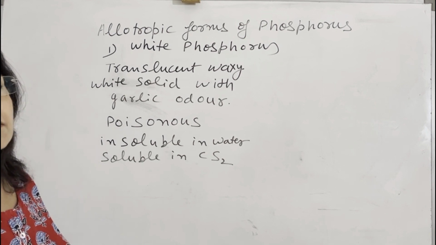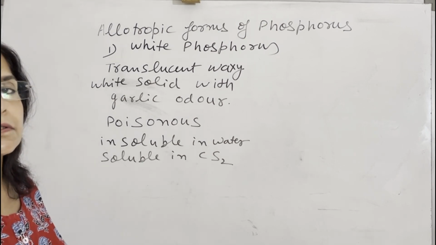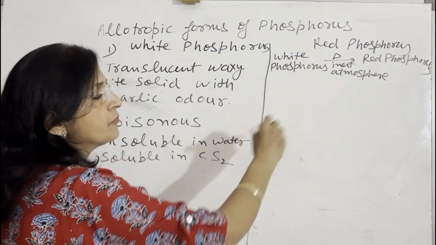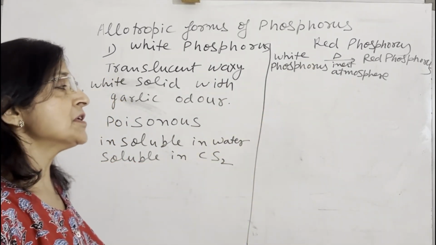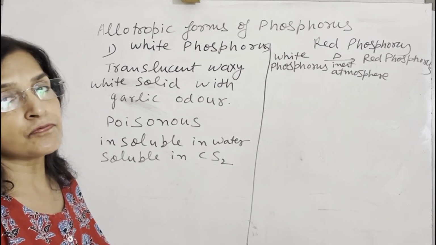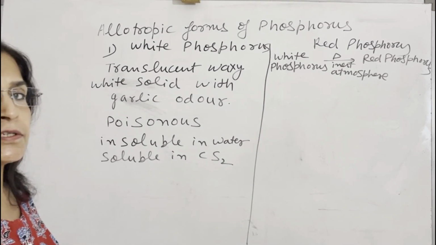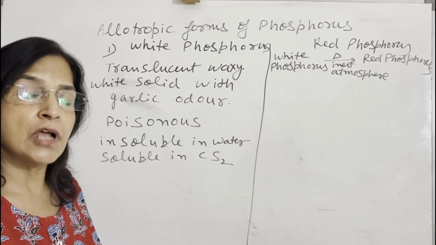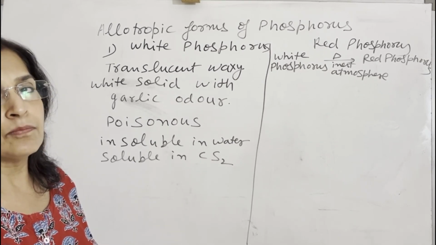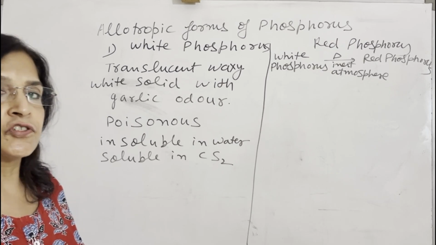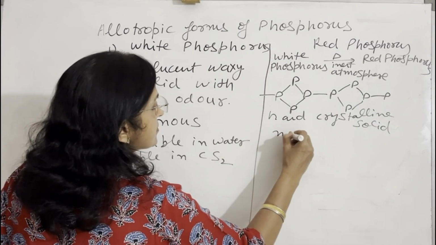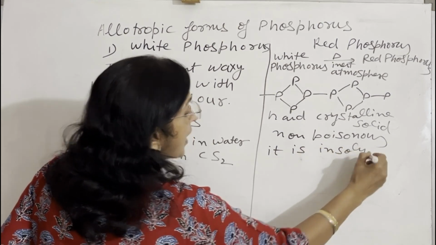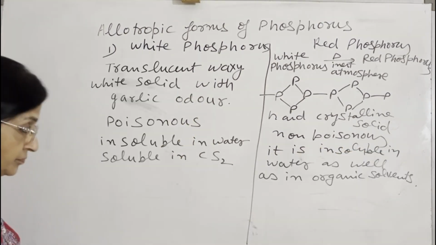So before discussing the chemical properties, first we will discuss the structure of red phosphorus. When white phosphorus is heated for several days in the presence of inert atmosphere, red phosphorus forms. In red phosphorus, tetrahedron units are not discrete. Tetrahedron units are joined together through a single covalent bond to give a polymeric structure. It is non-poisonous. It is insoluble in water as well as in organic solvents.